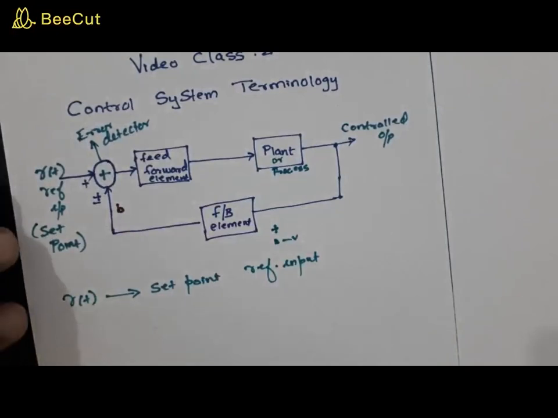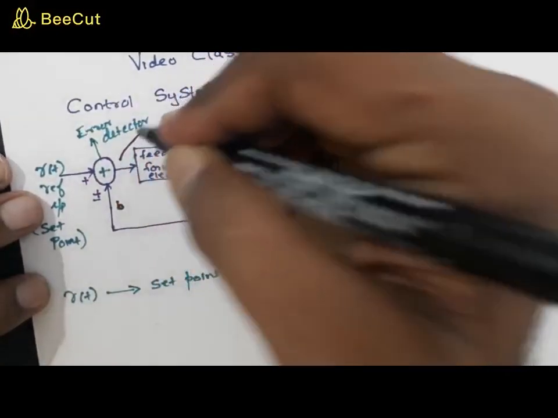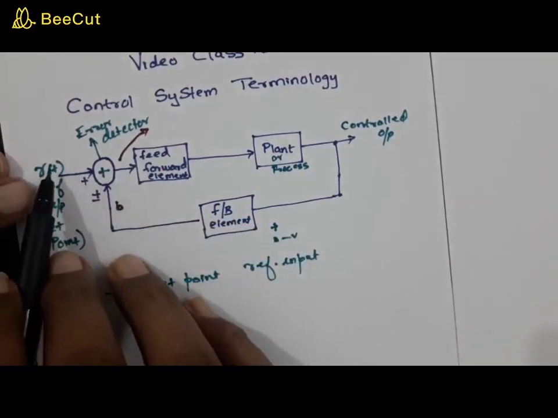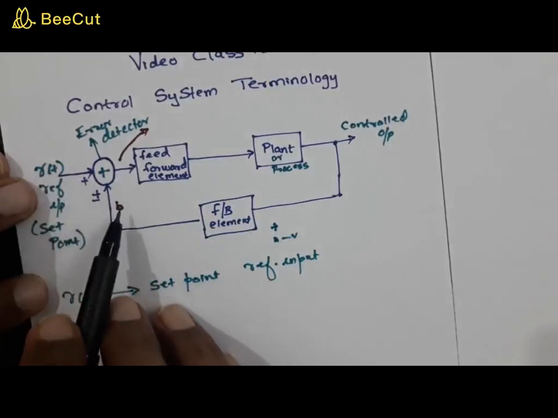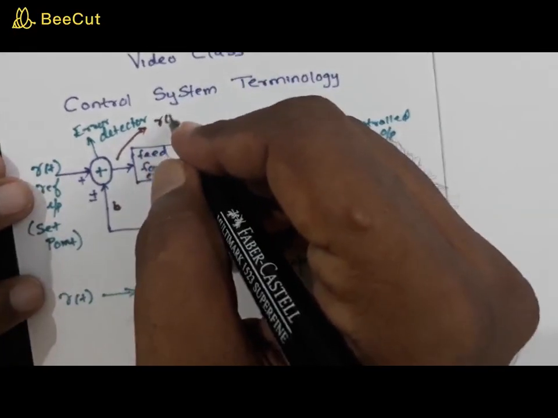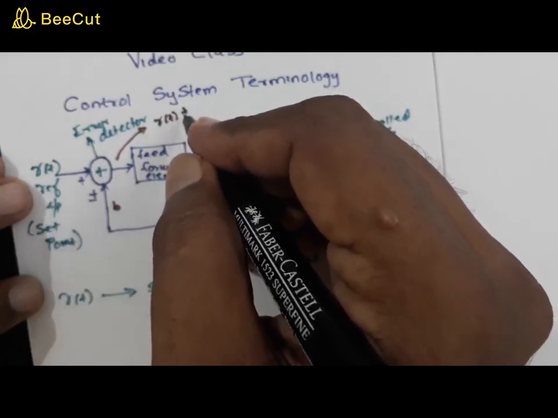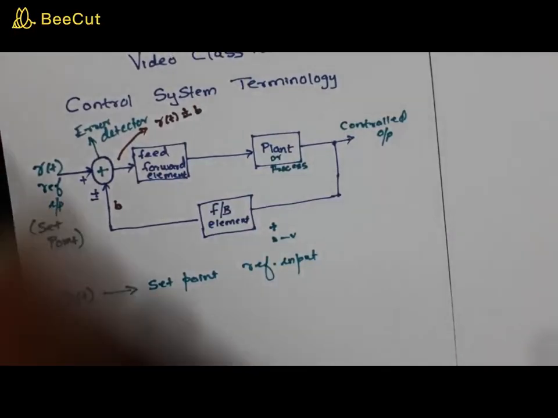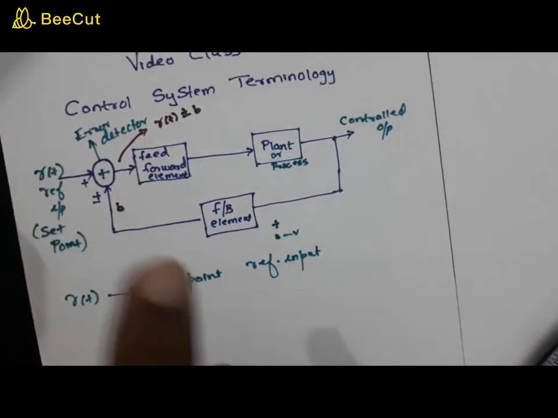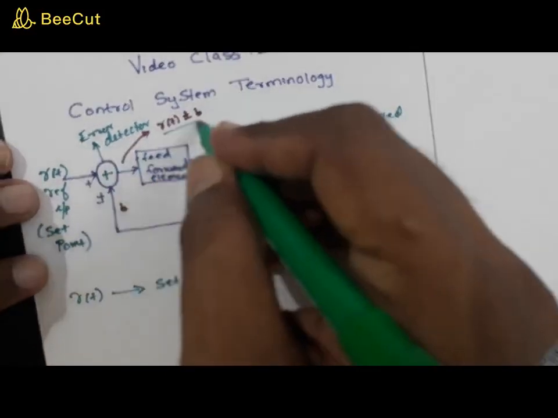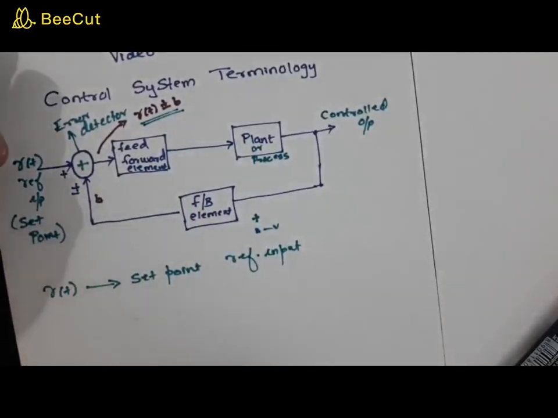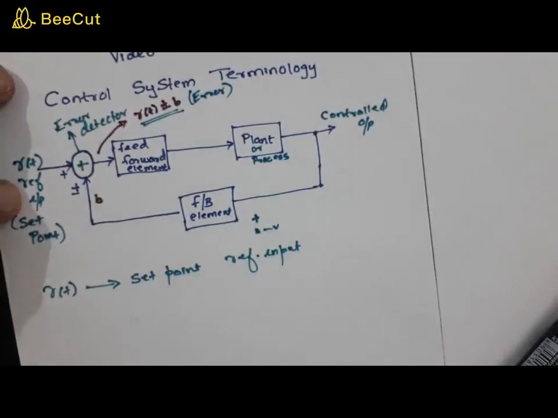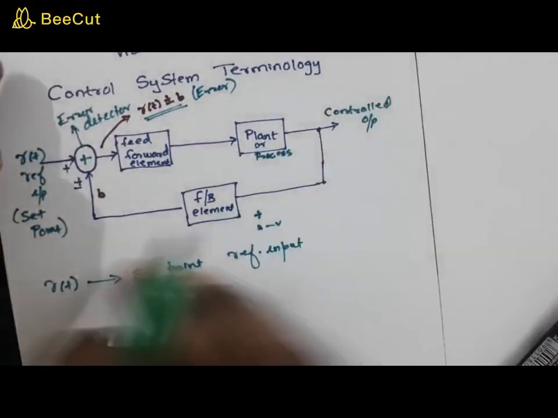Okay. So what will be the signal that comes at this point? This will be either R of t plus B or R of t minus B. So you can write this as R of t plus or minus B. Hope you are following me. Okay. Now, what is this called? This is actually the error, right? This is called an error. That is the difference between the set point and the feedback signal.